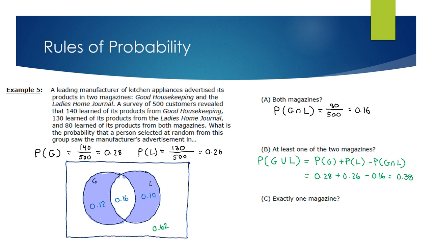And so when I make use of that, that means that the probability of getting exactly one magazine, or that someone learned the product through exactly one magazine, is 0.12 plus 0.10, which equals 0.22. Or about 22% of the respondents learned the product through one magazine or the other, but not both.